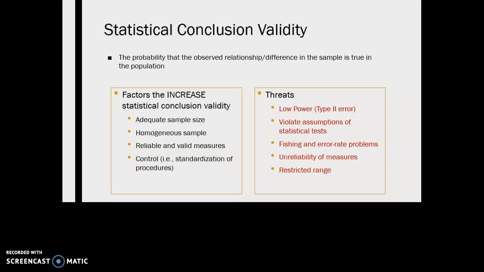Unreliability of measures. Using measures that are low in reliability also reduces your chances of finding meaningful results. So it's important that when we do this, we select measures that have been psychometrically evaluated, right? So that they're psychometrically sound, or if we're going to make up our own items, that we then test for the internal reliability of the measures. And then the last is restricted range.